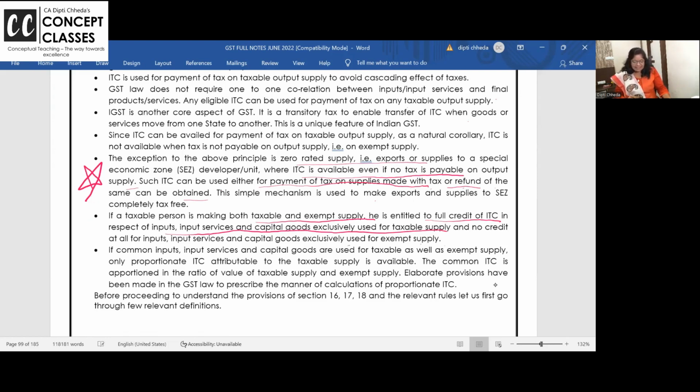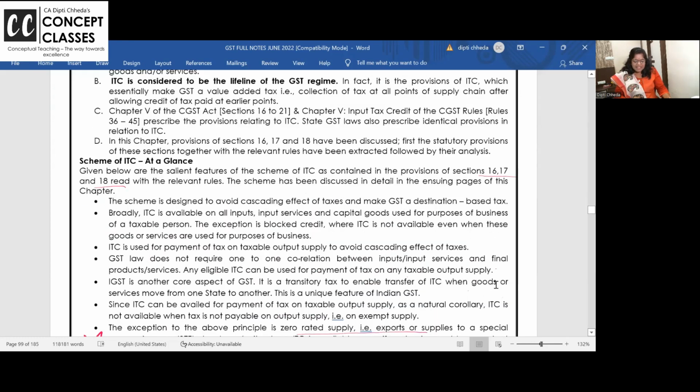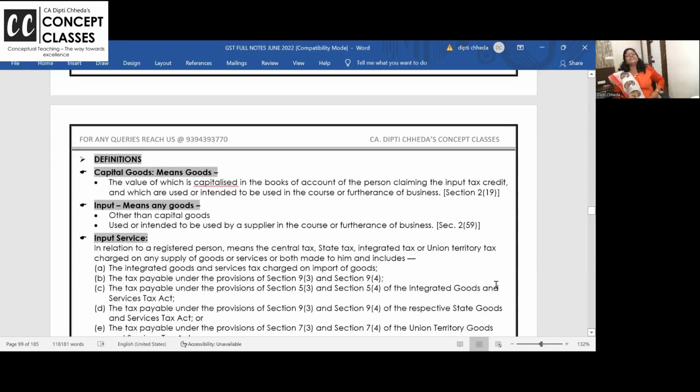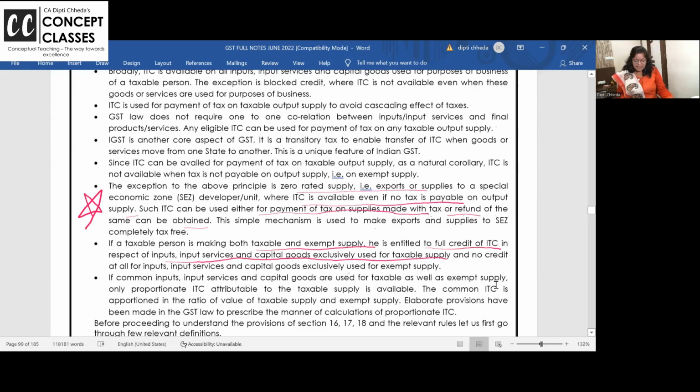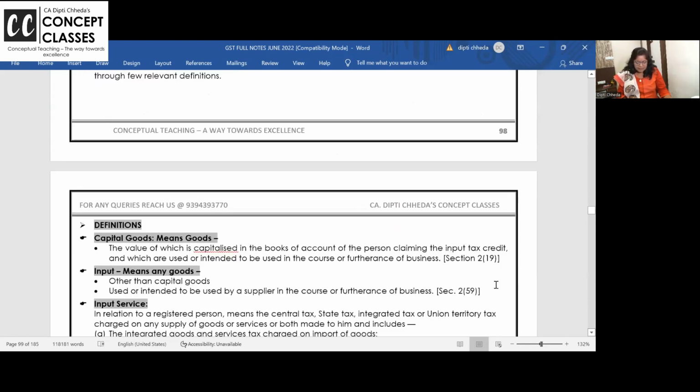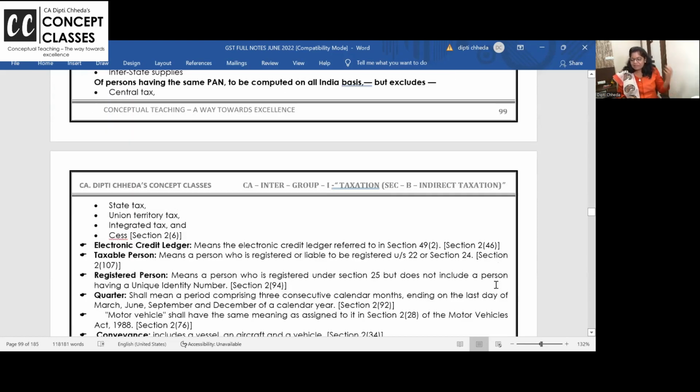This is today's section 17. You must be thinking, ma'am, you didn't read the introduction and directly started with the definition and concept of section 16 yesterday. Because this chapter is like that. If I had told you this yesterday, you wouldn't have understood; today you will. If common inputs are used for taxable as well as exempted supply, proportionate ITC attributable to taxable supply is available. Common inputs are apportioned in the ratio of value, details of which are given. All clear? Ask your doubts now.